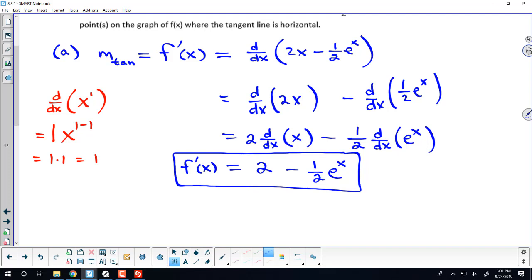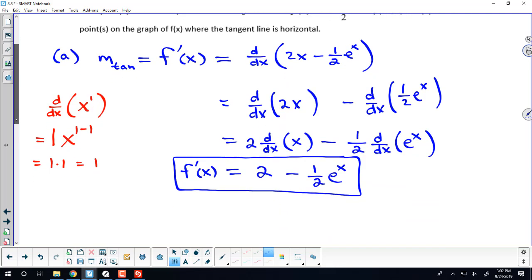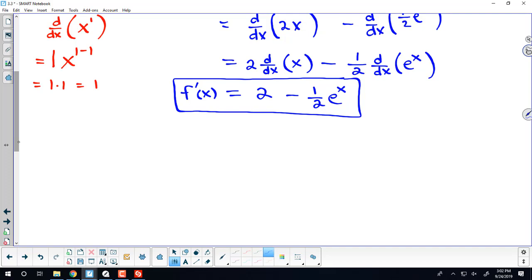So there's our derivative. That function gives us the slope of the tangent line at any point on the given function 2x minus 1/2 e to the x. We're asked to write the equation of the tangent line at the point 0, negative 1/2. So the slope of the tangent line at 0, negative 1/2, how do we find that?